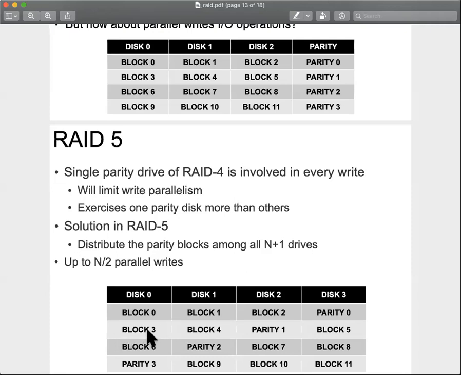So what that means is we take an XOR of block 3, block 4, and block 5 and write it to parity 1. We're doing the same operation as before, except that the parity is on a different disk. And likewise for the next row. Here in RAID 4, parity 2 was on the last disk. In RAID 5, parity 2 is on disk 1. So we stagger it. Does that make sense?